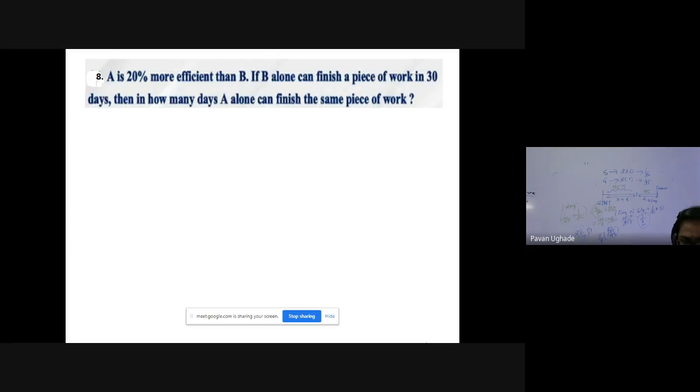As we have discussed, I think that was question number 4 or 5. It is the same question. I'm not sure about the emphasis, but I think it was asking about emphasis only. A is 20% more efficient than B. So if B is 100% efficient, A is 120% efficient.